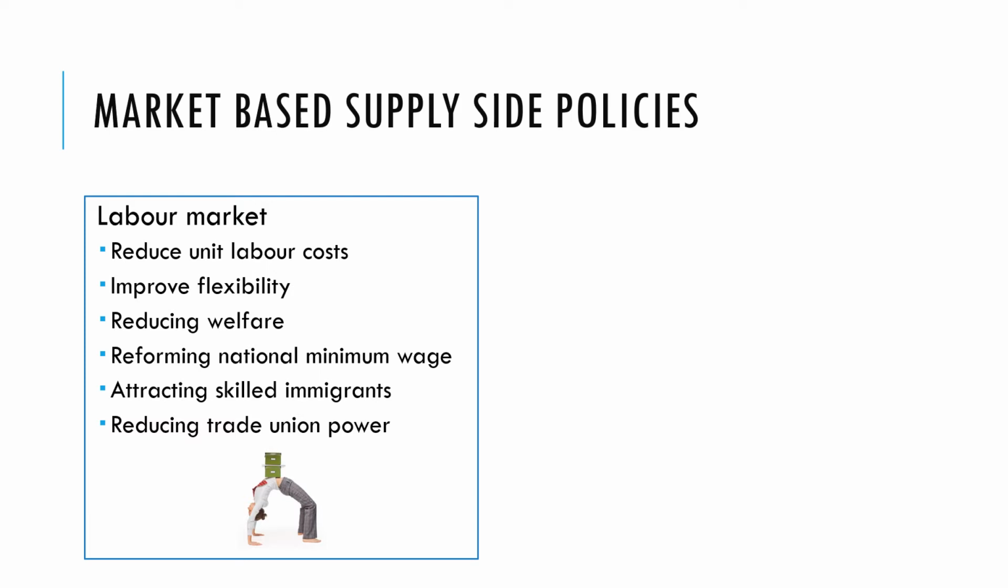Trade unions often are involved in collective bargaining, where they demand a certain level of wages for their members. Reducing the trade union power should have an impact of reducing wages in the marketplace and again lowering costs to businesses, encouraging them to increase their scale of production.